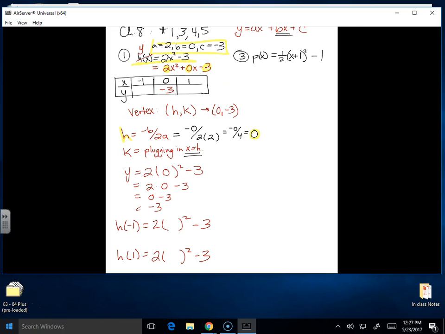2 times x squared minus 3. I just have to plug in numbers for x. So plugging in -1 and plugging in +1, we'll have each of our y's for our table.